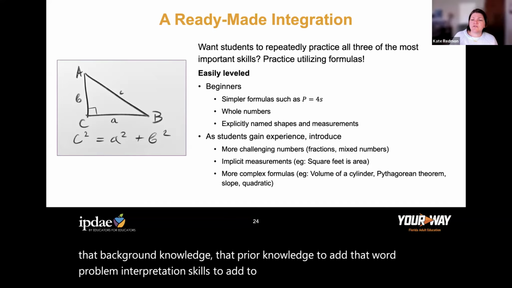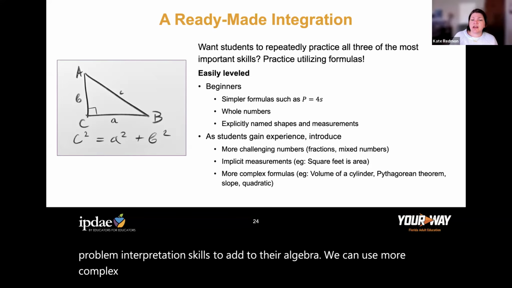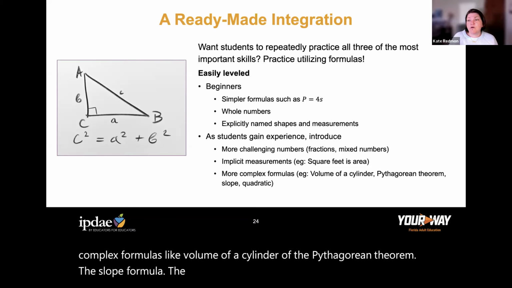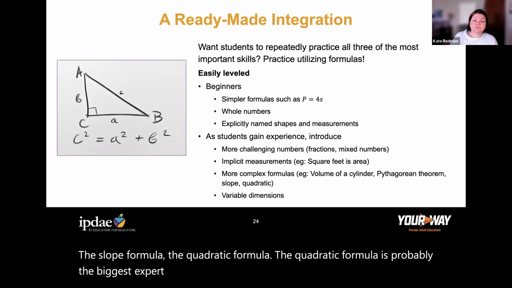We can use more complex formulas like volume of a cylinder, the Pythagorean theorem, the slope formula, the quadratic formula. The quadratic formula is probably the biggest expert level formula we have on the GED.